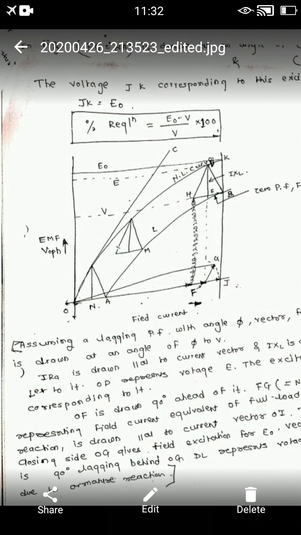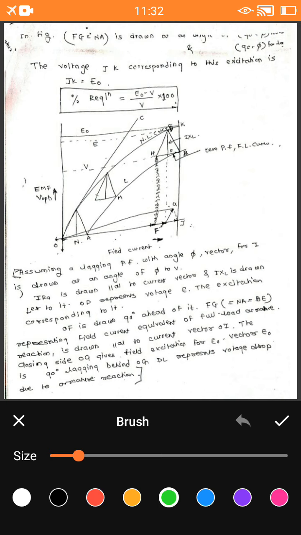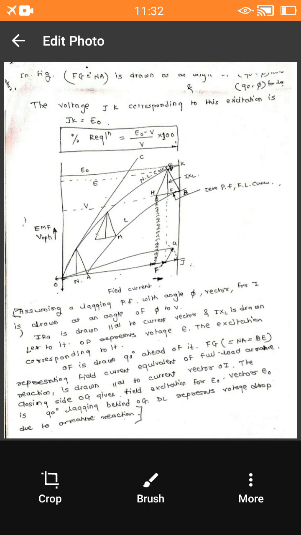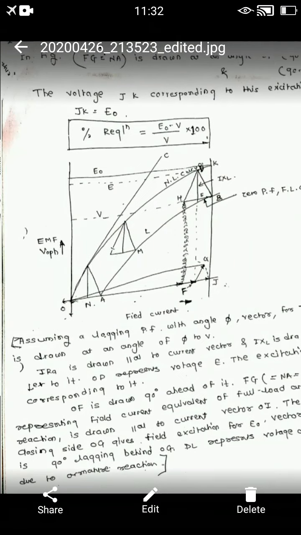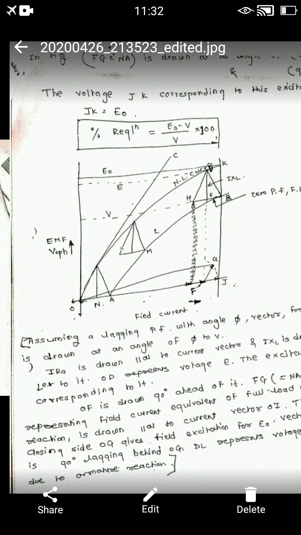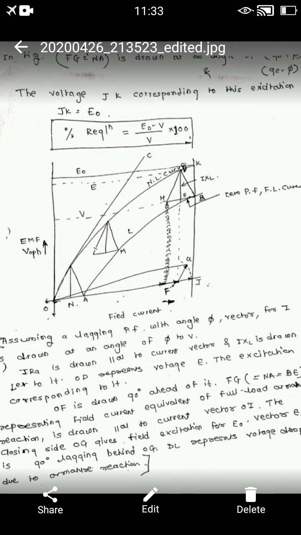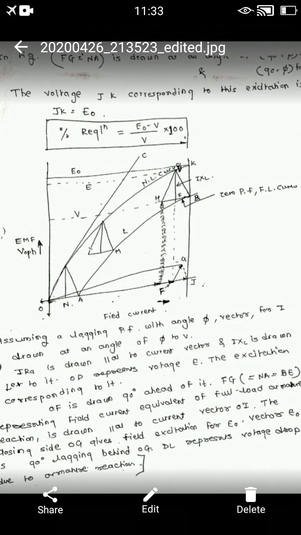The triangle BHD is called the Potier triangle. This triangle is basically constant for a given armature current, and hence can be transferred to give us points like M and L.